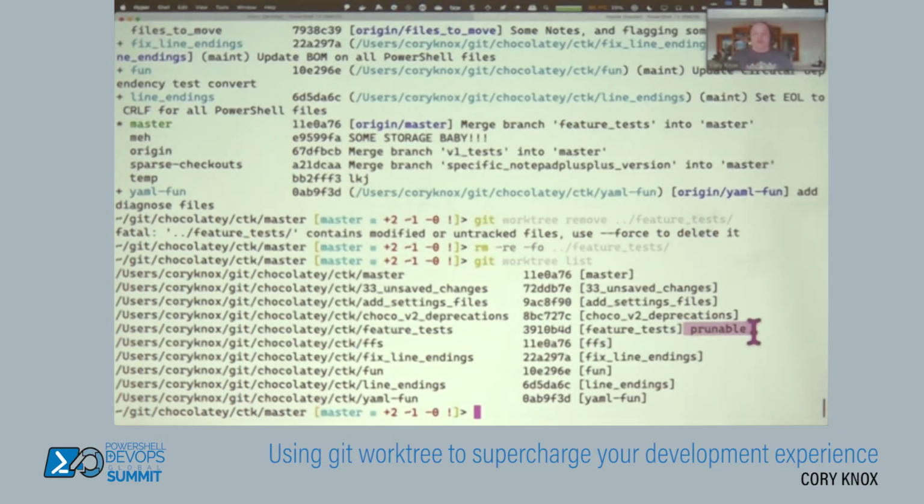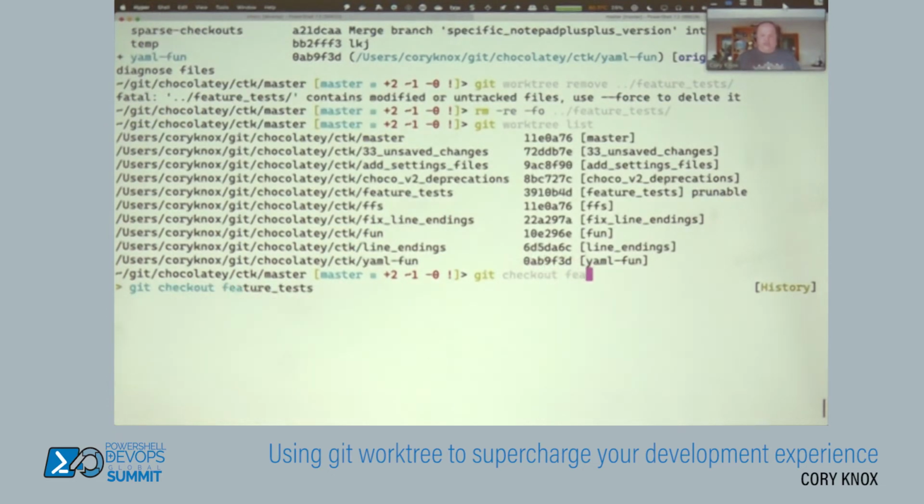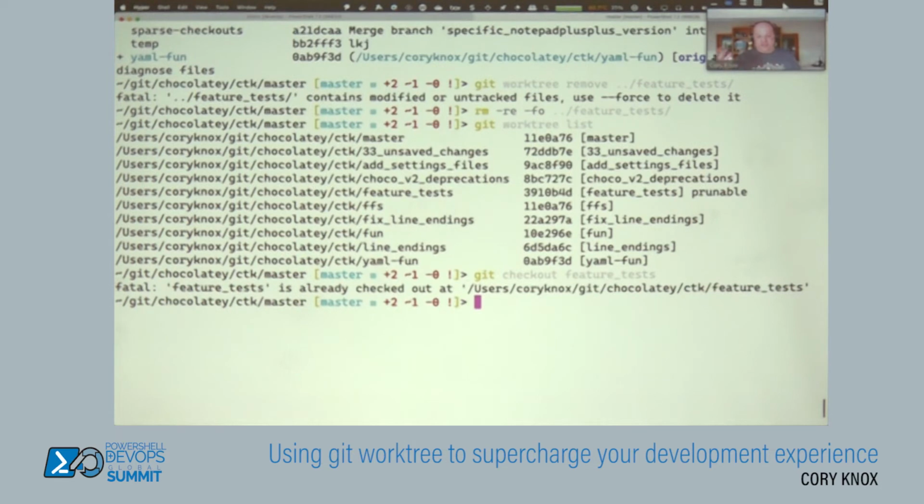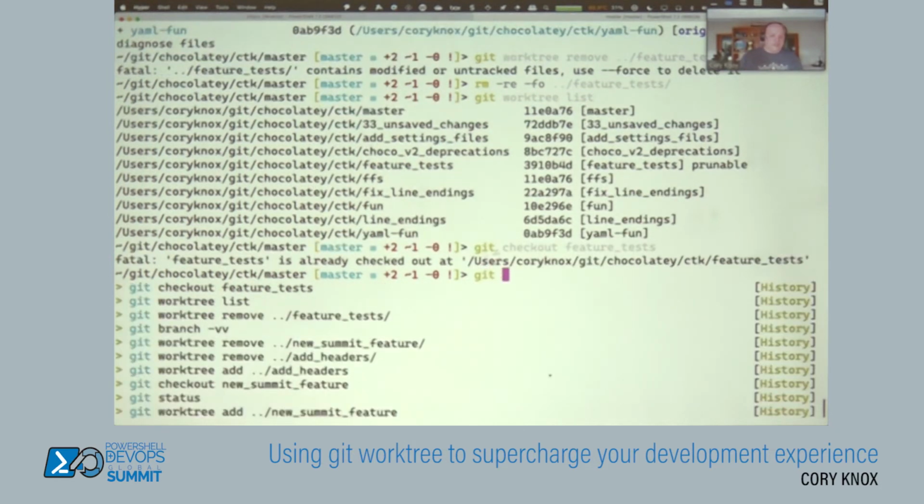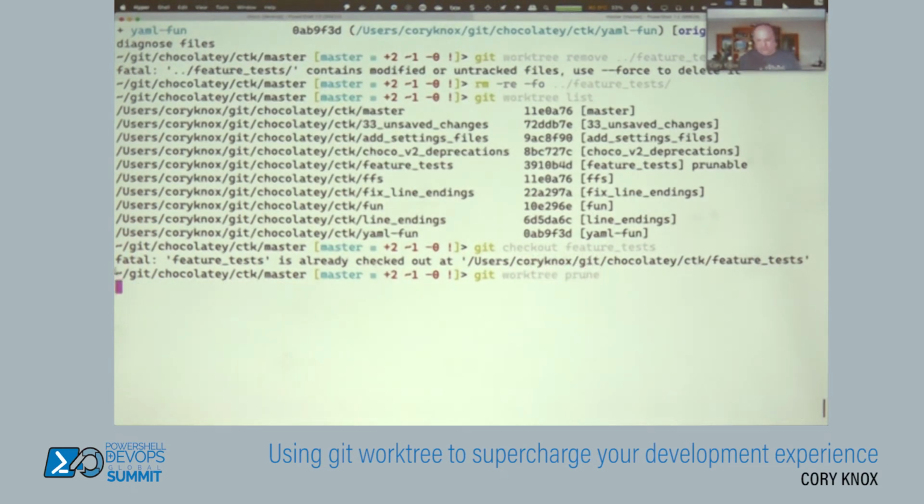And this is where I mentioned that Git will eventually go through and delete the reference to that work tree. But until it does that, I still can't check out feature tests because Git thinks that it's checked out. So I would need to run git worktree prune, which does it almost instantly. I honestly am not sure why it doesn't do it more often.